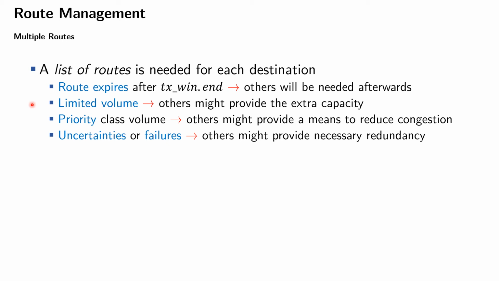We in DTN have priorities also on bundles. So it might happen that one route can be exhausted for a given traffic priority, and therefore it would mean that you need to use another one on the list as a secondary option. Also, we have uncertainties or failures on the routes that we have, so having a backup route is also something necessary in DTNs.